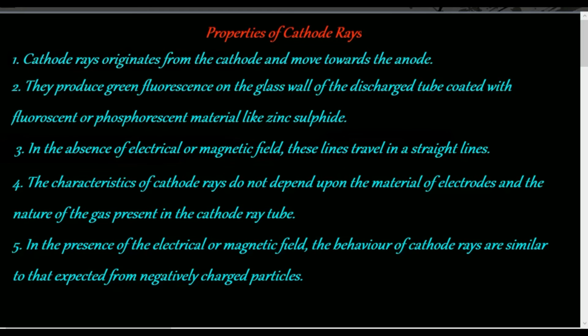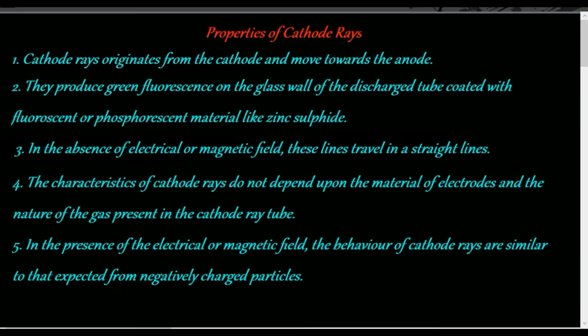From the experiment and the results observed, we can summarize the properties of the cathode rays as follows. Number 1, the cathode rays originate from the cathode and move towards the anode. Number 2, they produce green fluorescence on the glass wall of the discharge tube coated with fluorescent or phosphorescent material like zinc sulfide.